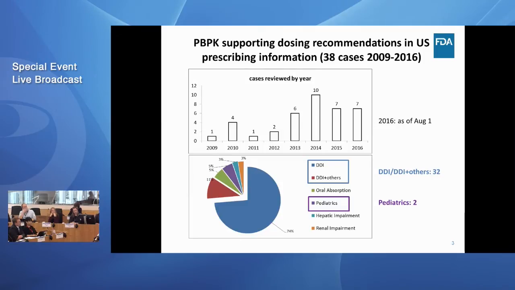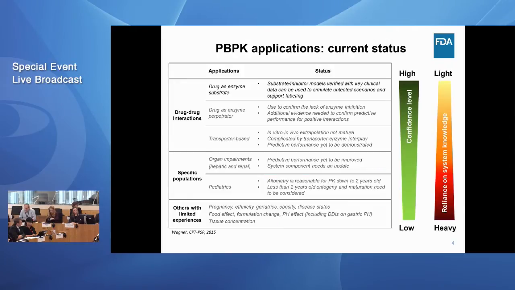The same data set in our review knowledge base can be analyzed in a different way. For example, on this slide, we looked at the cases where PBPK has been used to support dosing recommendations in the US prescribing information, or the US label. In total, there are 38 cases in the period from 2009 to August 2016. When you look at the distribution at the bottom of the slide, DDI is predominant. You have 32 cases with DDI or DDI with other intrinsic and/or extrinsic patient factors. There are 2 cases of pediatrics and 3 or 4 cases with oral absorption in general.